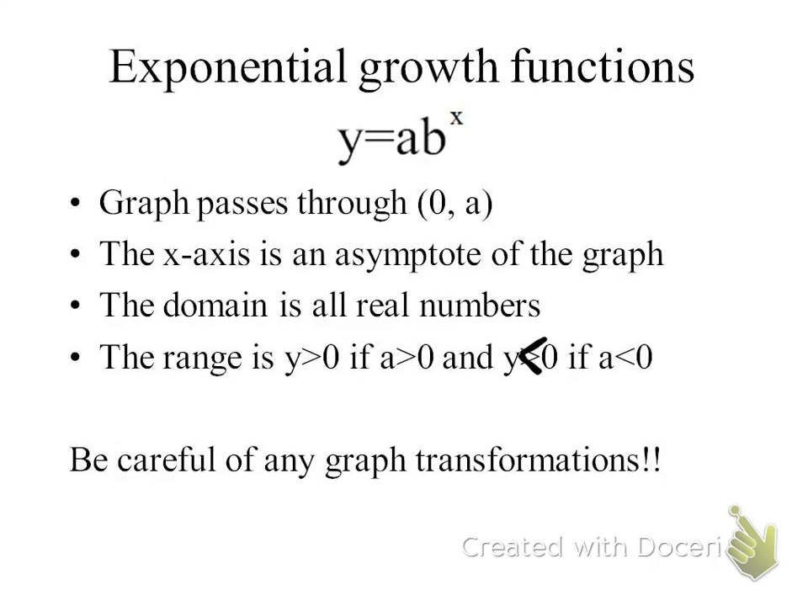And be careful of any graph transformations. All of these 4 bullet points just apply to the basic A times B to the X. Of course, if they're adding 3 with the X, we know that everything would go left 3. Or if they're adding 4 on the end, we know everything would be bumped up 4. So, of course, there are some changes that could occur. But in general, these are the properties for exponential growth functions.